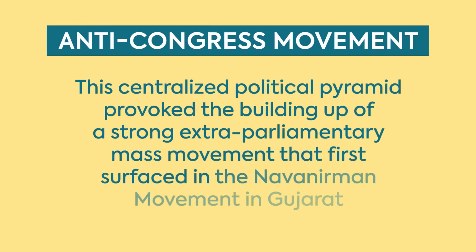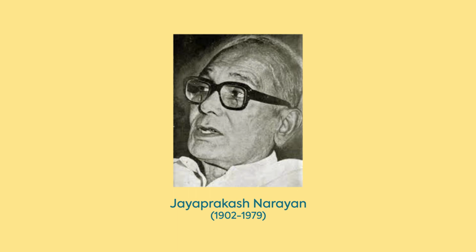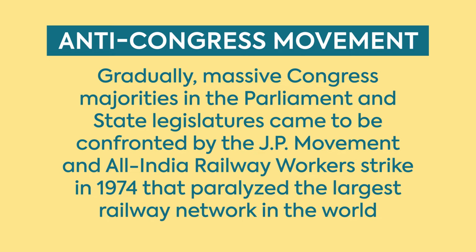The centralized political pyramid provoked the building up of a strong extra-parliamentary mass movement in the entire country that first surfaced as the Navnirman movement in Gujarat led by Sri Morarji Desai, and it subsequently spread to Bihar and North and then to the southern states. Jayaprakash Narayan offered leadership in this movement. Gradually, Congress majorities in the parliament and the state legislatures came to be confronted by the JP movement, and this period also witnessed the very famous All India Railway Workers' Strike in 1974, which paralyzed the largest railway network in the world. This has its ramifications not only on Indian politics but also on the Indian party system, students.